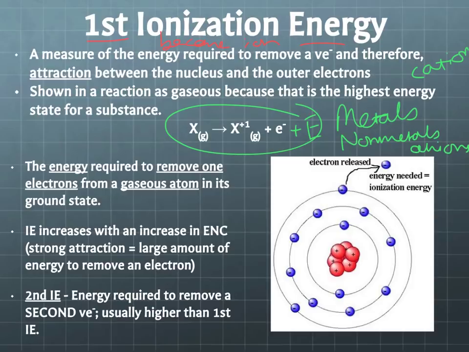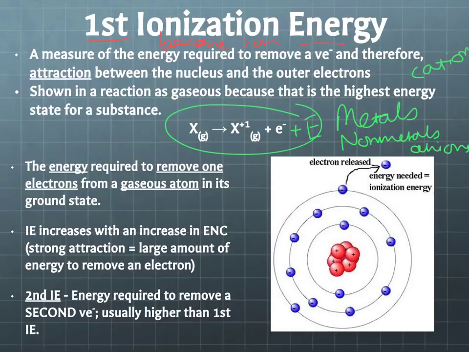So the closer I am to 8 valence electrons, I don't want to lose electrons. I want to gain electrons. So obviously, it's going to take a lot of energy to force me, being that I already want more electrons, to get rid of the one I already have.